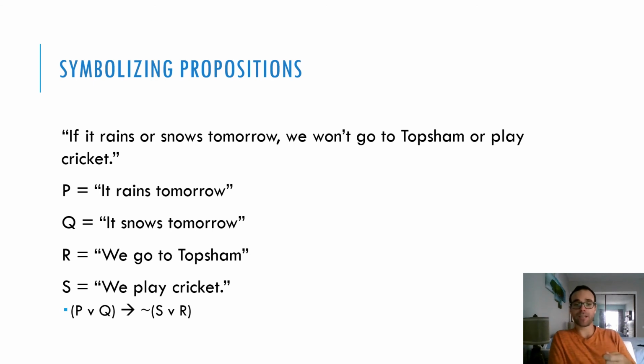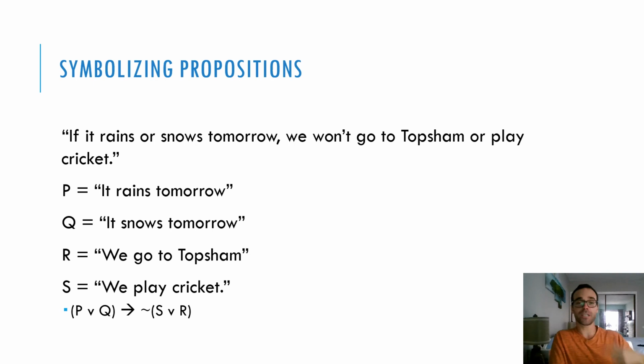We might think of it as: if it rains tomorrow, or, and then single out snows tomorrow, and the snowing bit is what will then lead us to the consequence of we won't go to Topsham or play cricket. And so this, just like working on your multiplication tables, is going to be something that requires practice.